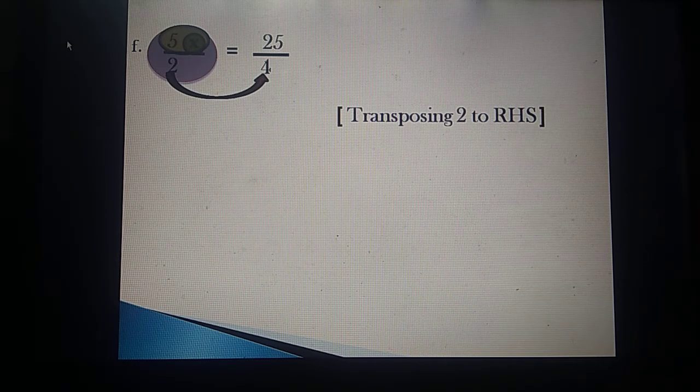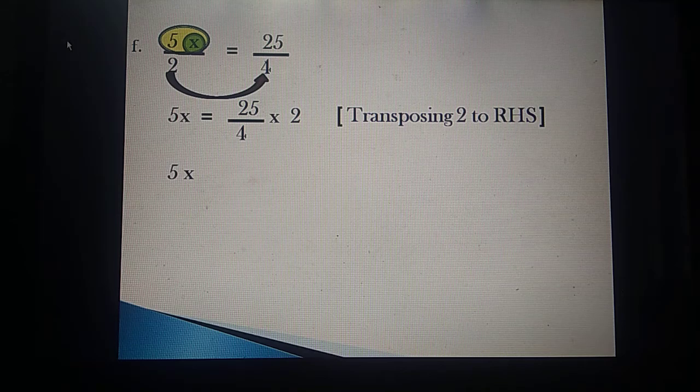Transposing 2. Right now, on the left hand side, 2 is in the denominator. We are dividing the left hand side by 2. When you will transpose it, you are supposed to multiply. Or we can say the part which is in the denominator, after transposing, it will move to the numerator. So you're left with 5x is equals to, first note down the right hand side, then multiply by 2.